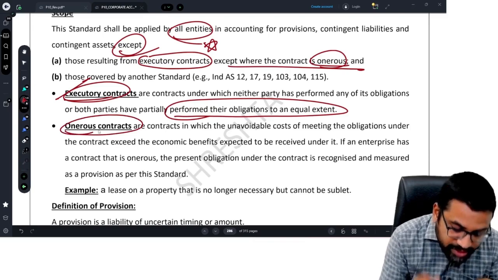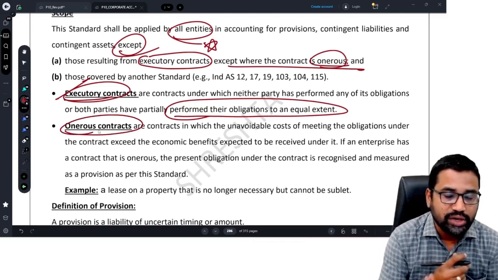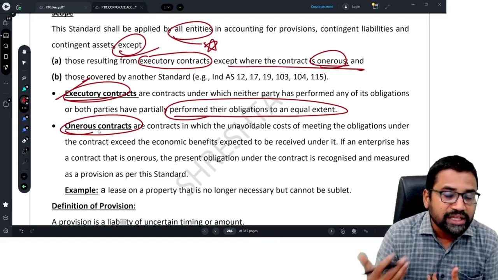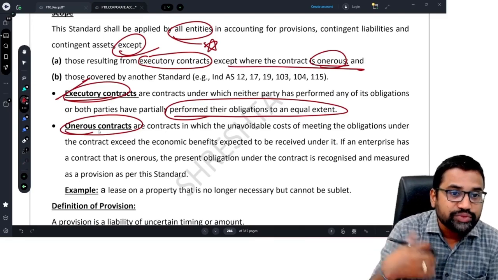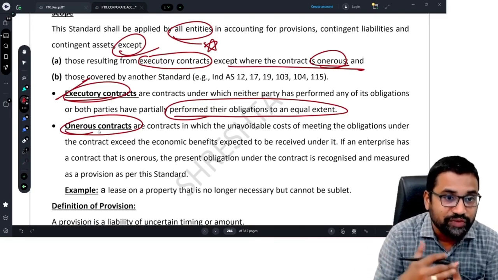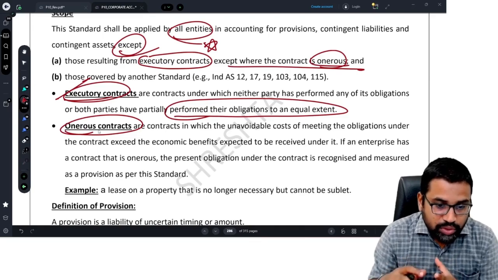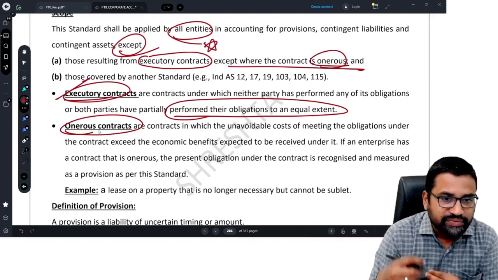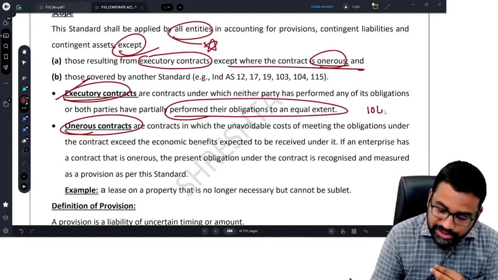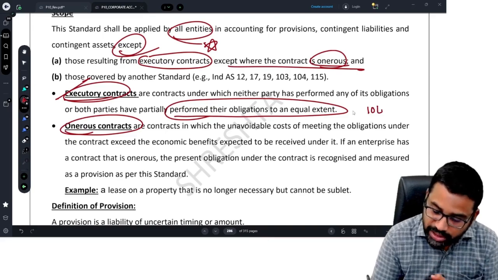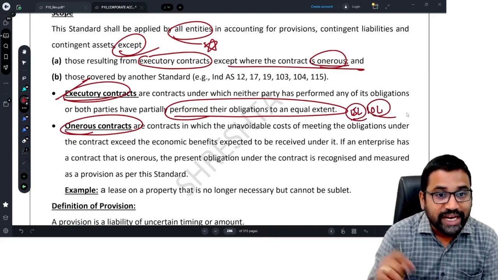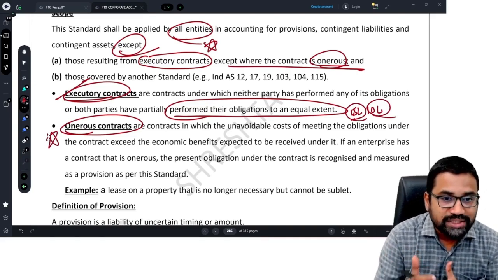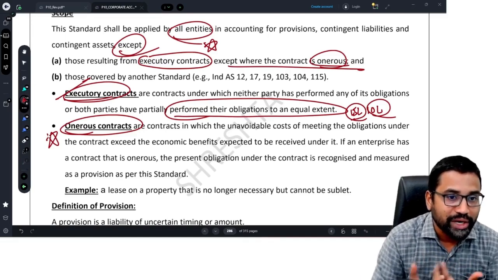If the contract is onerous in nature, this standard is applicable. Sir, what is a contract onerous in nature? Simple. The cost of meeting the obligation is more than the benefits we are going to get if the contract is fulfilled. Suppose there is a contract, and according to that contract I need to fulfill certain obligations. If I fulfill the obligations, I will get 10 lakh rupees, but the cost of meeting such obligations is 15 lakh rupees. That type of contract is called an onerous contract. The cost of meeting the obligation is more than the benefits I am going to get.